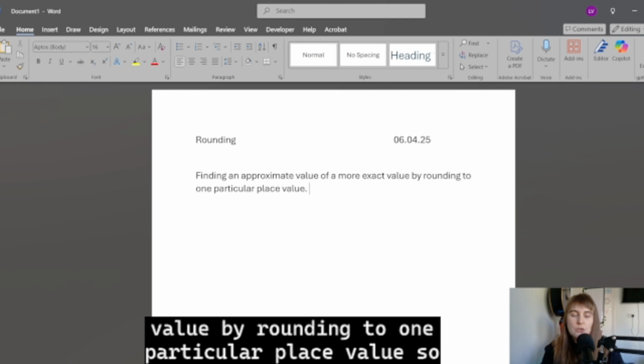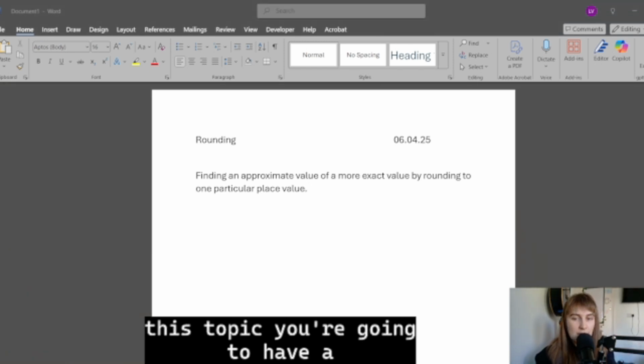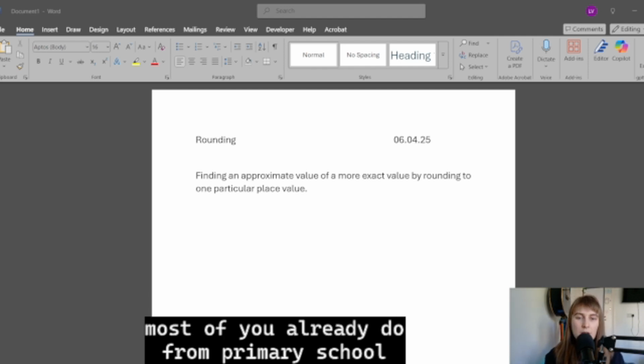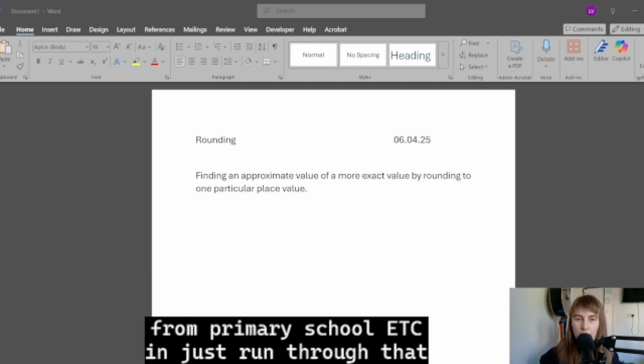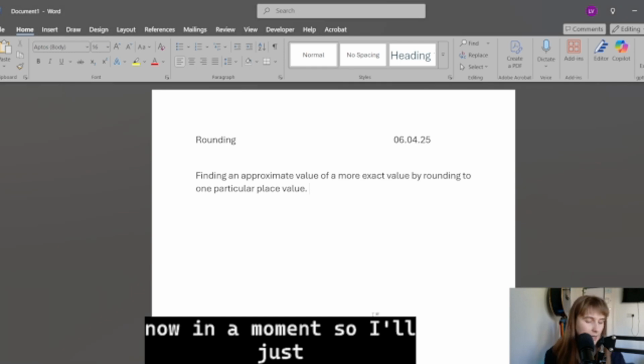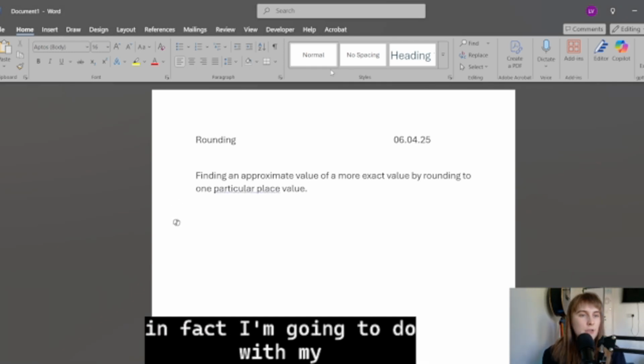So in order to understand this topic, you're going to need a relatively good understanding of place value, which I imagine most of you already do from primary school. But I can just run through that in a moment. So I'll just write a number down then, shall I? So let's do, in fact, I'm going to do this with my pen.